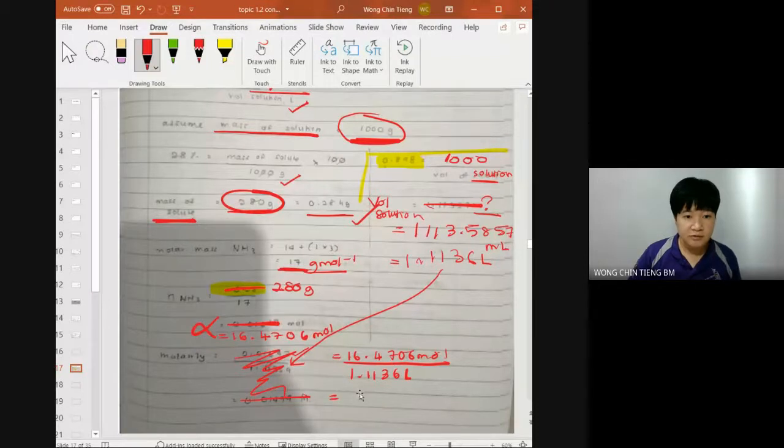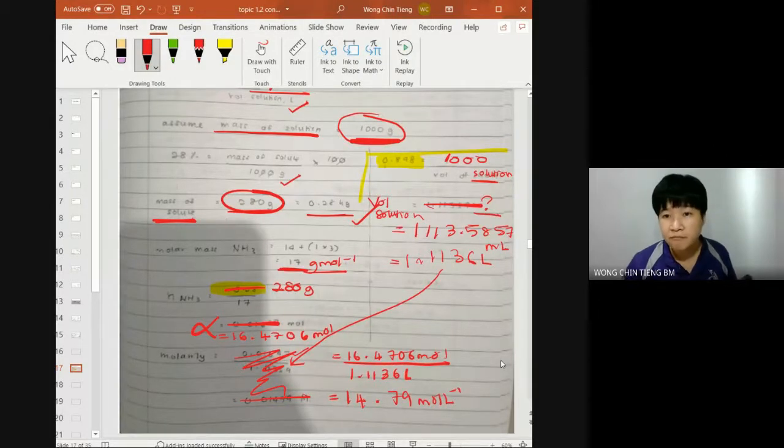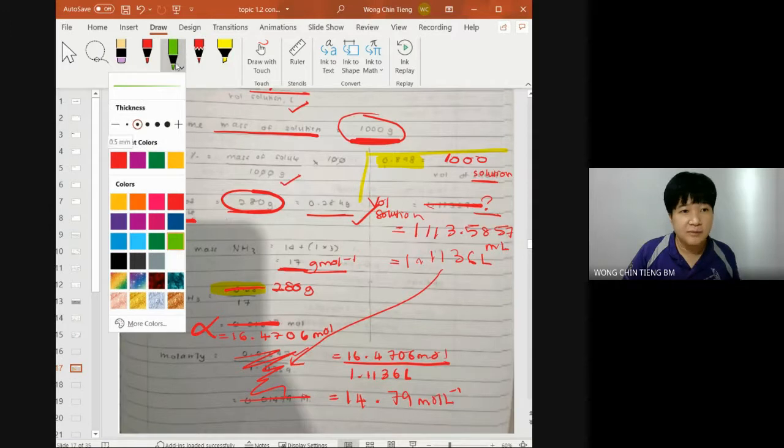Then your answer will be 14.79 mole per liter. Correct, class? Okay. Saya tak ingat ni jawapan siapa dan saya pun tak perlu ingat. Kamu kena tahu ni adalah jawapan kamu. Okay. Saya memang tak ingat.